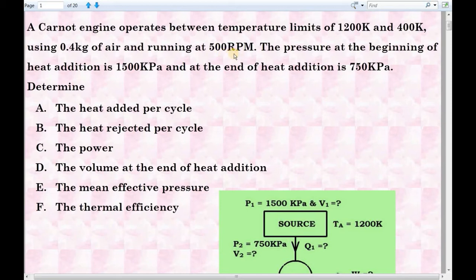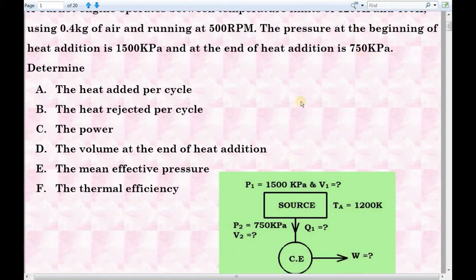The Carnot engine is being operated between the source and sink. The temperature of the source is 1200 Kelvin. The temperature of the sink is 400 Kelvin. The pressure of the air at the beginning of heat addition is 1500 kilopascal. The pressure of the air at the end of heat addition is 750 kilopascal.